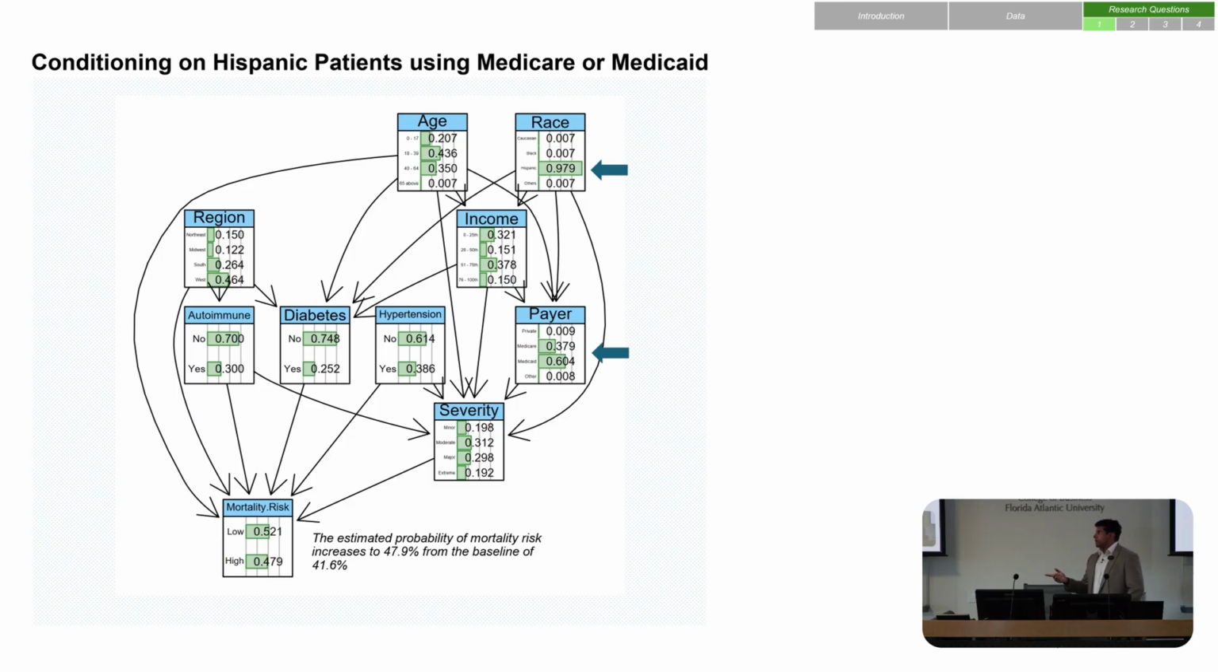And one quick glance at patients who are Medicare or Medicaid or Hispanic patients, they also showed a higher increase in mortality risk, these HA patients. This is a great way to show your customers or anybody you're working with how your results are changing when you're conditioning on certain nodes.